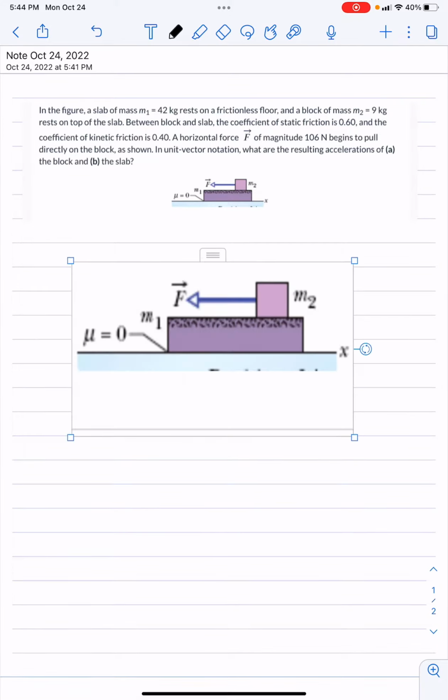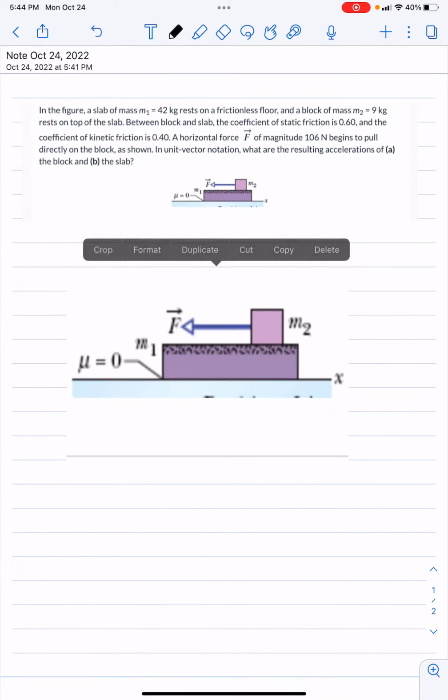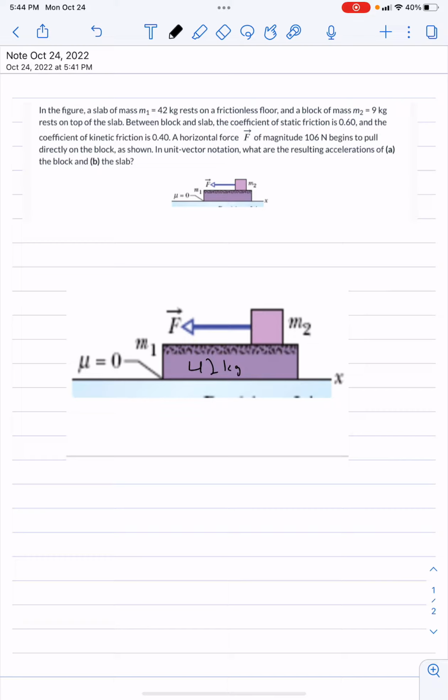Let's start by making this diagram a good amount bigger. Okay, and let's label everything. So, M2, M1. M1 is the slab, which is 42 kilograms. M2 is the block, which is 9 kilograms. Our force vector is going to be pointing to the left at a magnitude of 106 newtons.